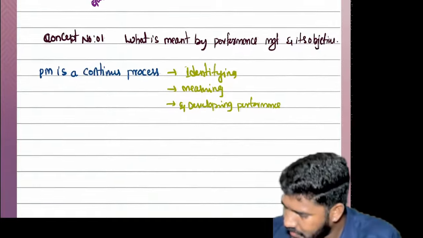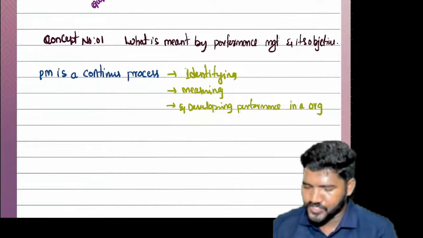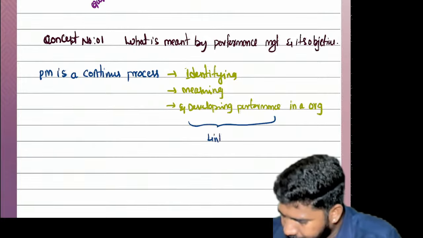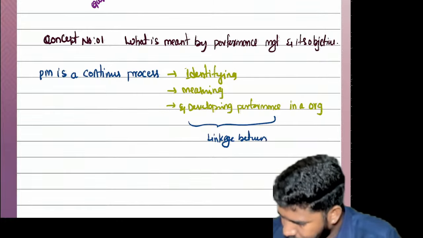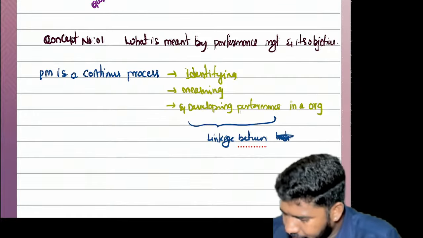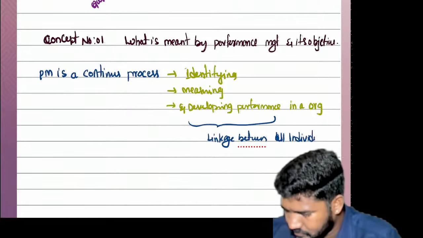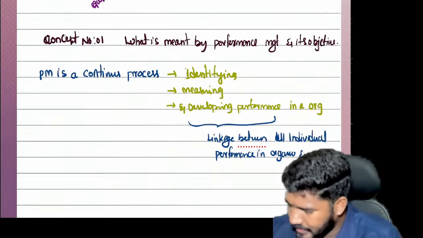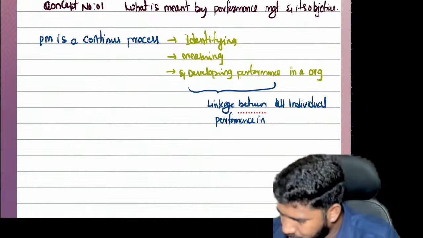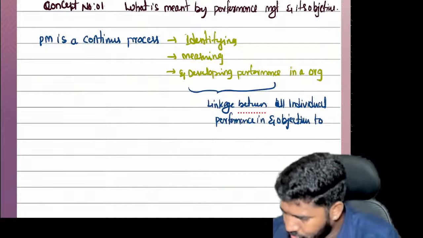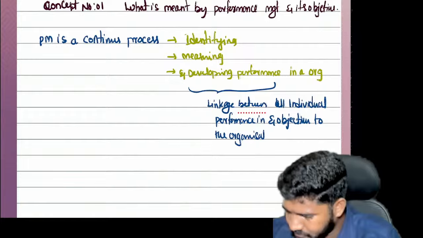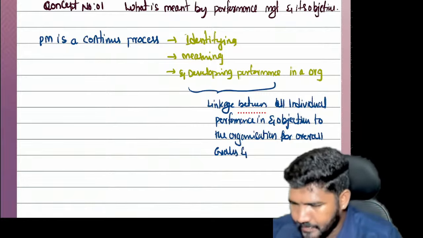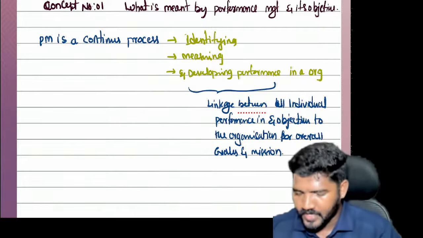Developing performance in a company or organization. So this is called performance management. Not only identifying, measuring, and developing, guys. It is a linkage between all individual performance in an organization and performance and objectives to the organization for overall goals and mission. So this is the definition part regarding performance management.